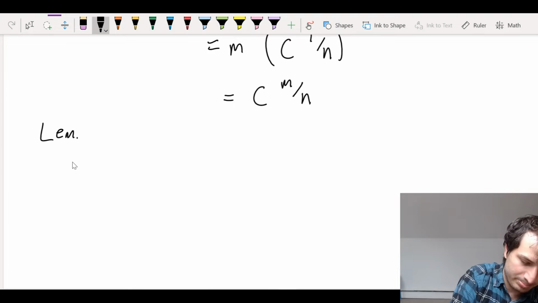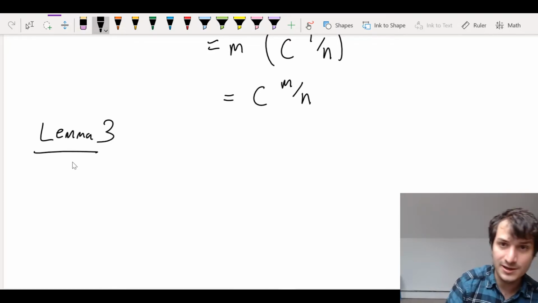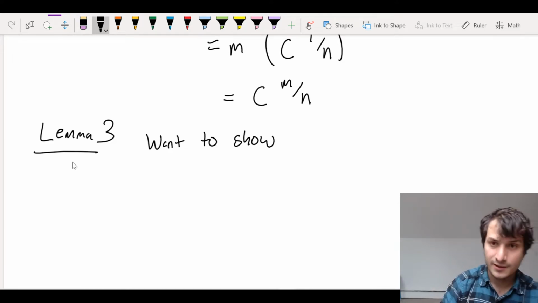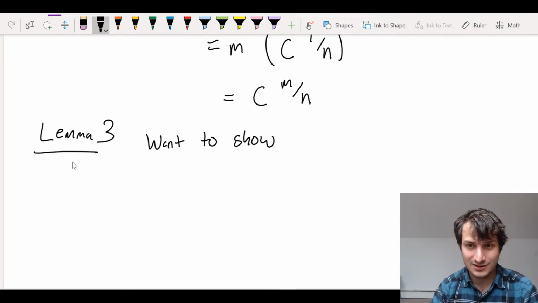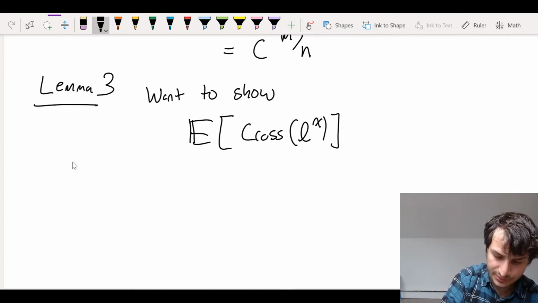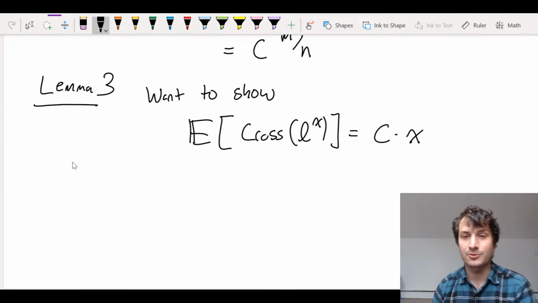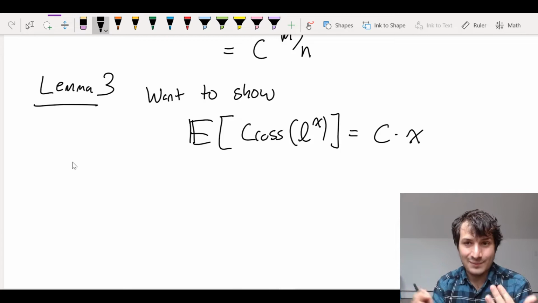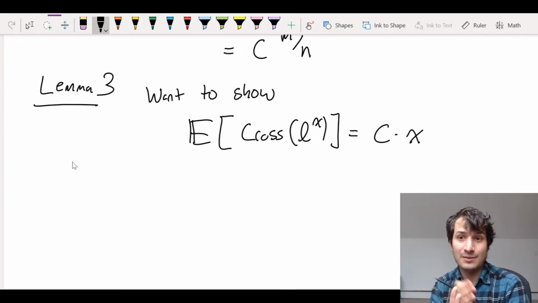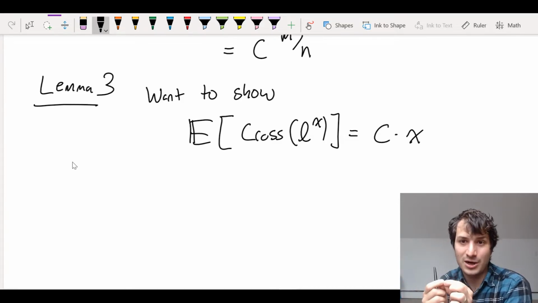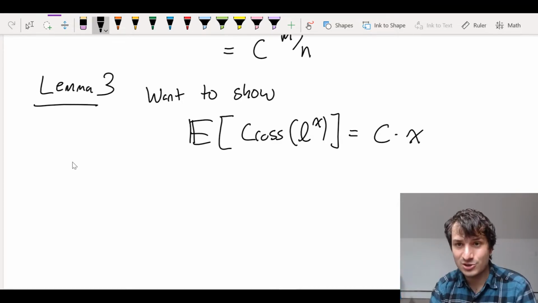So lemma 3, we want to show, I'm going to call the length x. So the expected value of the number of crossings of L of x is equal to c times x. That's what we want to show. And here's what I'm going to do. I'm going to make an argument. Basically, I'm going to approximate x by rational numbers above and below. And then I'm going to make the approximation better and better, shrink the rational approximation to x. And that approximation will give me this thing.